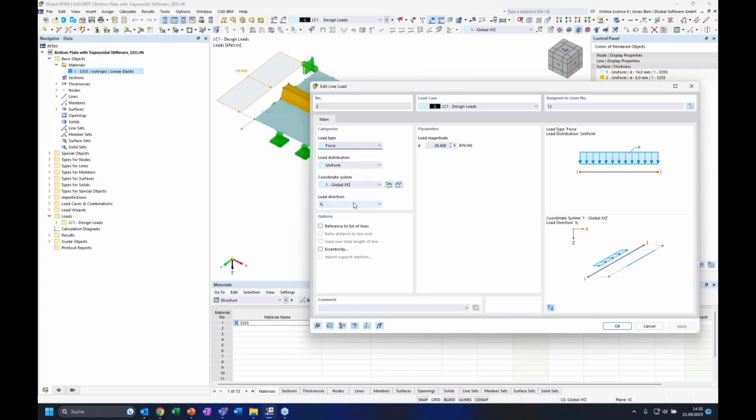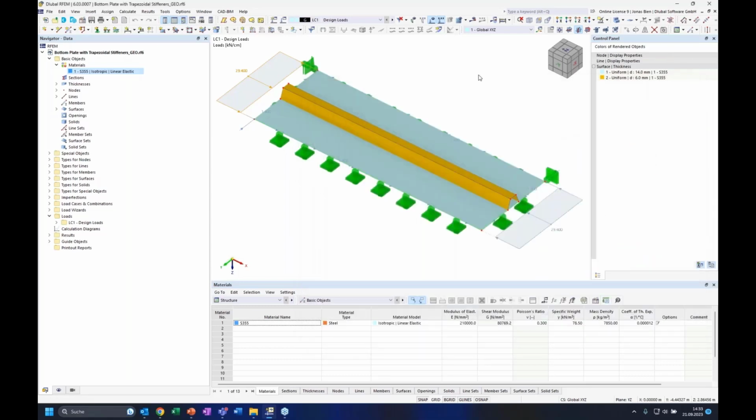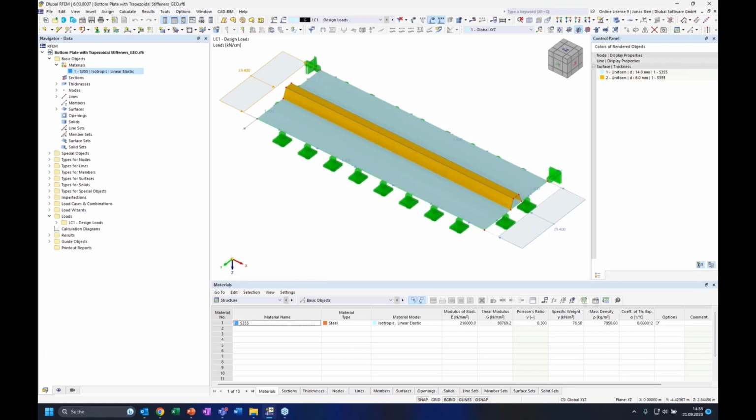If we would apply the load to the local coordinate system of the line, the orientation of the load would move with the line throughout the analysis. So that's one important part to keep in mind when defining loads for analysis with nonlinear geometry.